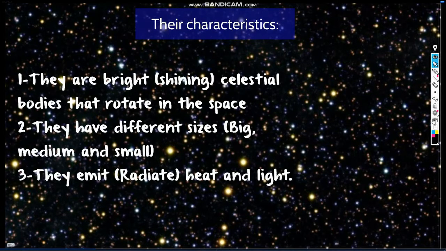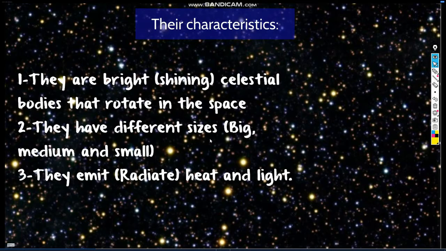First, they are bright, shiny or shining celestial bodies. Celestial body is a word that we can use for any body that exists in space. So, they are bright and shining celestial bodies that rotate in space.